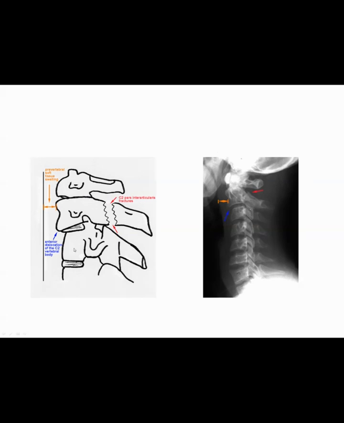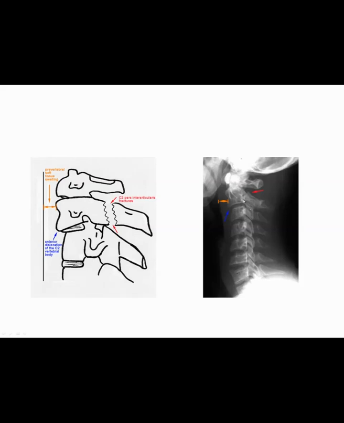This is a diagram example of what you can find with a Hangman's fracture. So again, we're seeing C2 or axis pars interarticularis fractures or cortical disruption. We're seeing anterior dislocation of the C2 vertebral body, and we're seeing prevertebral soft tissue swelling. And corresponding to that, there is a little bit of cortical disruption in this region, outlined by the red arrow. We can see that there is anterior dislocation of the C2 vertebral body and widening of this prevertebral space here.